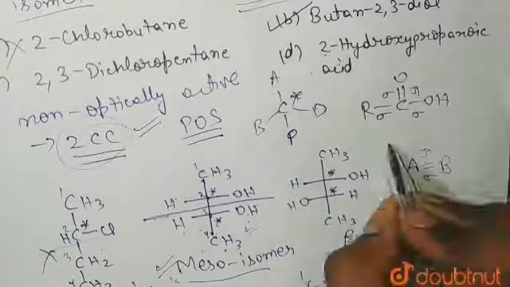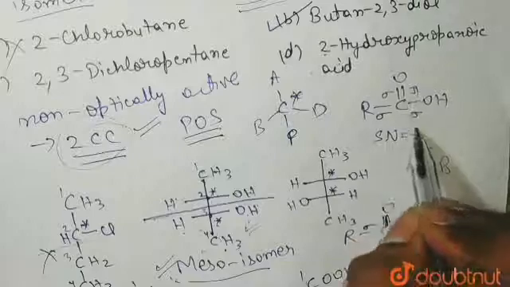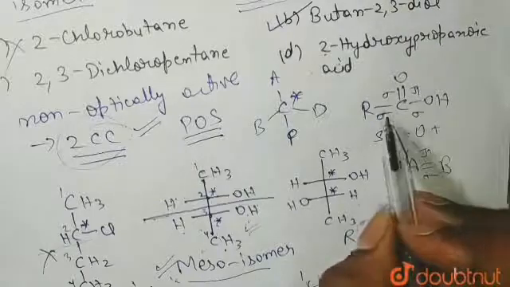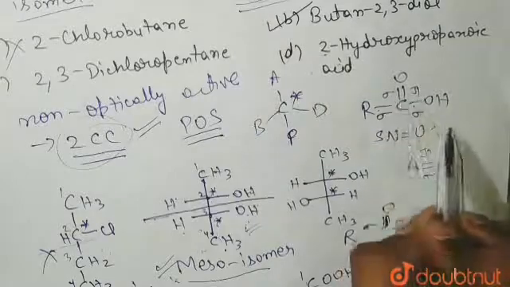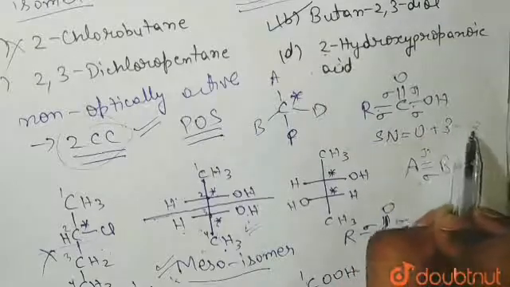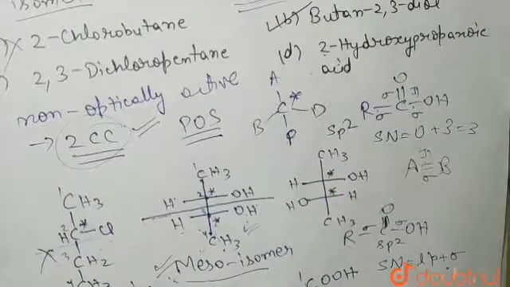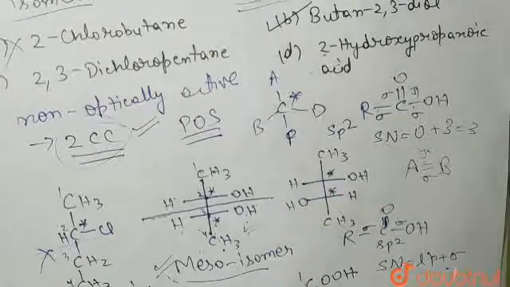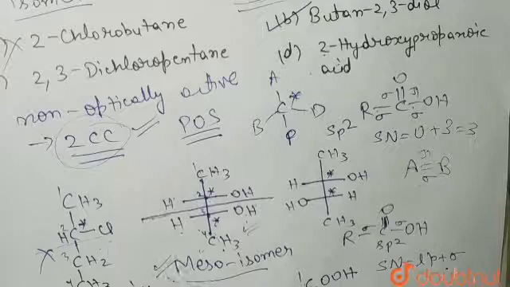So let's calculate the steric number. Is there any lone pair on this carbon? No, so 0. How many sigma bonds, or you can say the bond pairs? So one bond, second sigma bond, and third sigma bond. So 3 sigma bonds, so total 3. That means sp2 hybridized. sp2 hybridized means planar. Okay, it is already in a plane. So that's why this cannot be a chiral center, and it also does not possess 4 different substituents. So thus this is not a chiral center.